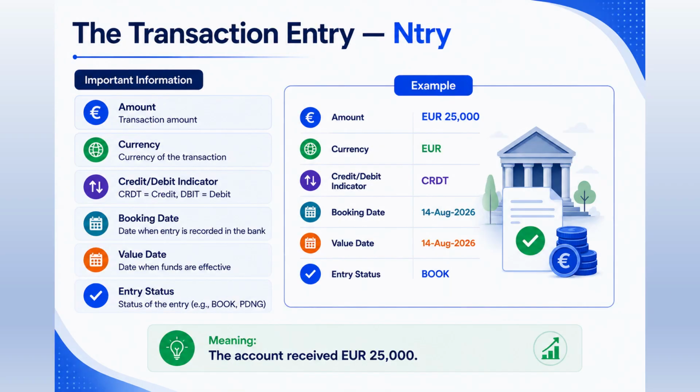Now we reach one of the most important parts, the Ntry or transaction entry. An entry can contain the transaction amount and currency, the credit or debit indicator, booking date, value date, and entry status. For example, this entry shows 25,000 euros with the indicator CRDT. That means the account was credited with 25,000 euros. The Ntry is therefore where we start understanding the actual financial impact on the account.